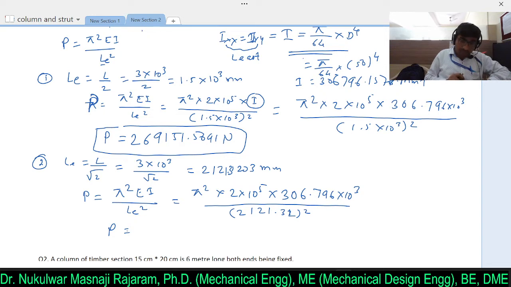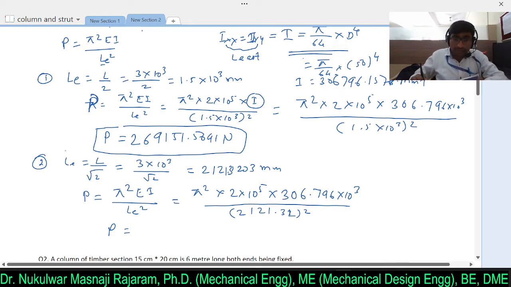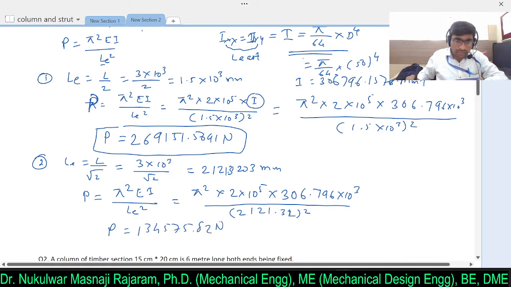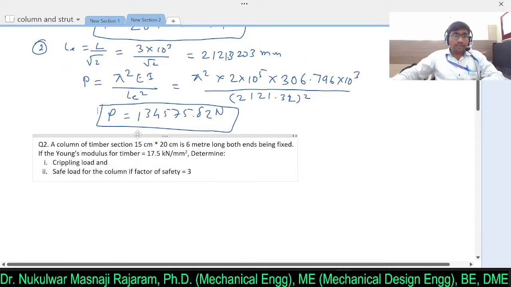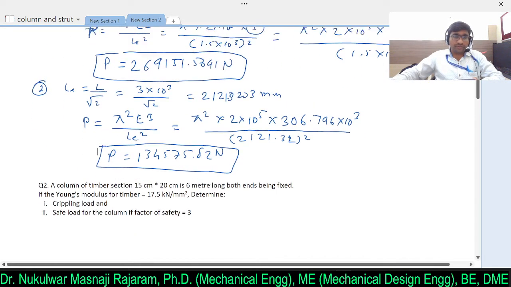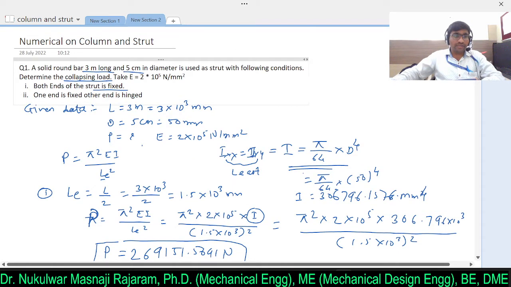Then here I must consider 2121.32 square. Now this value will be 134,575.82 Newton. So through this Euler's formula we can evaluate the crippling or collapsing load for both different conditions.